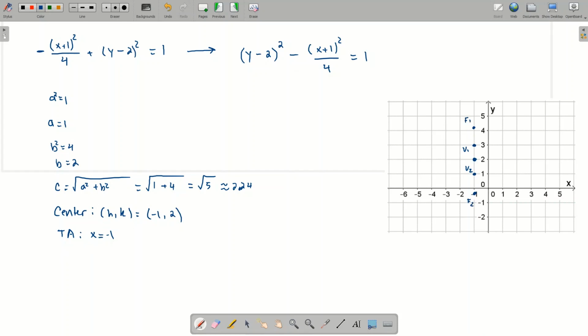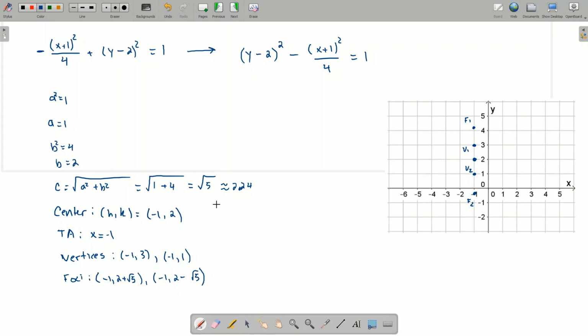If we write down the coordinates for those, I guess we should do vertices first, then foci. All right, so here's where we've got to be careful. We are going up square root of 5 from that point. So the x is still -1, but the y value is going to be 2 plus the square root of 5. So (-1, 2 plus square root of 5), and then (-1, 2 minus the square root of 5).